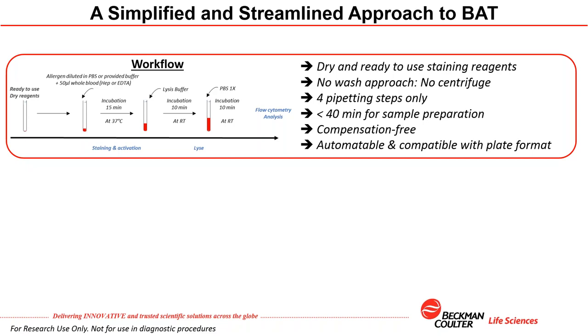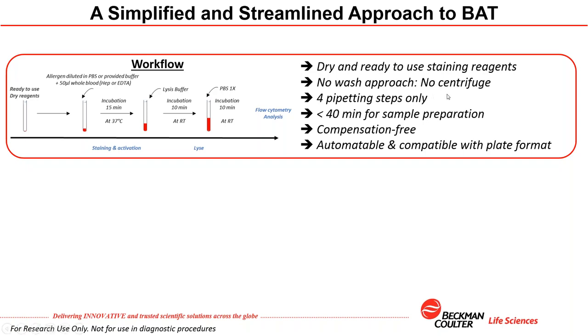This allergen will be diluted in PBS or in a calcium-containing activation buffer, depending on whether you are working with heparin or EDTA anticoagulated blood. After this solution has been added into the tube, you simply vortex the content of the tube for a few seconds and then incubate for 15 minutes at 37 degrees. During this incubation, both staining and activation will be going on. Then after this time, you simply need to lyse your red blood cells before going into the flow cytometer analysis.